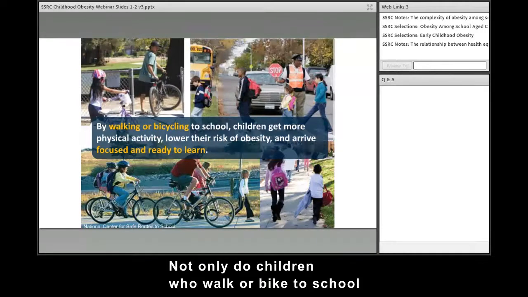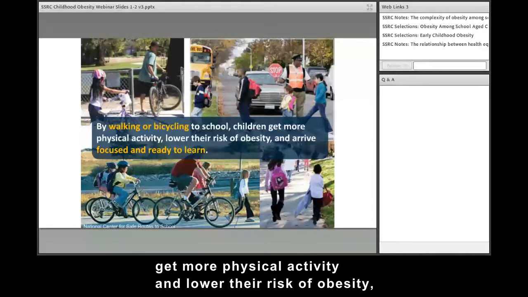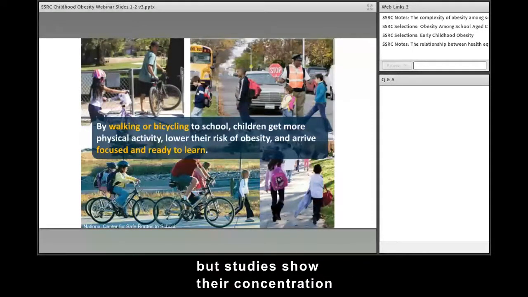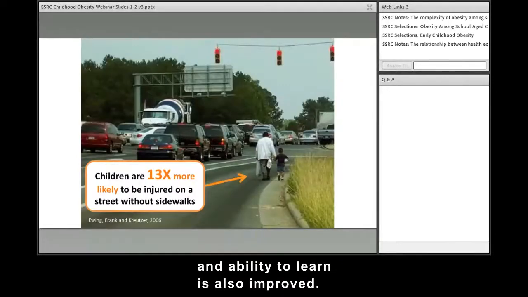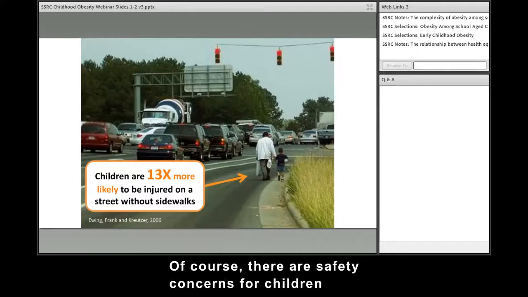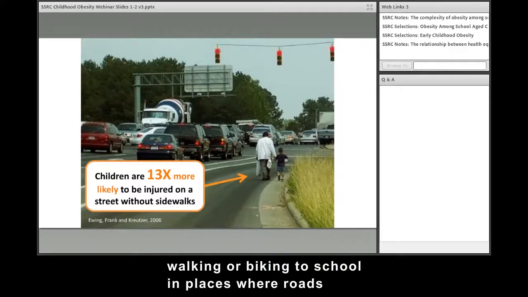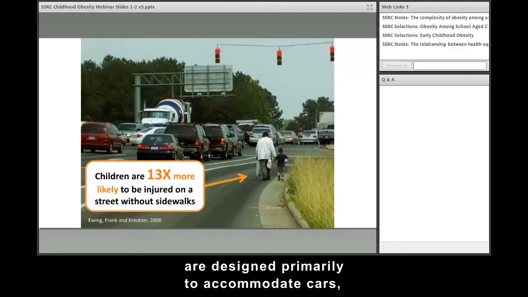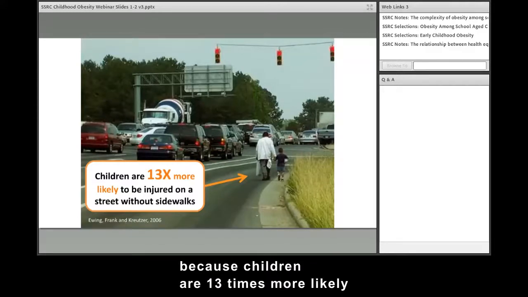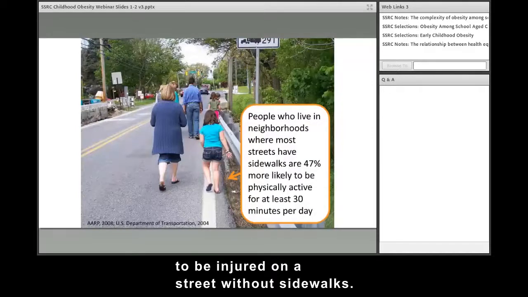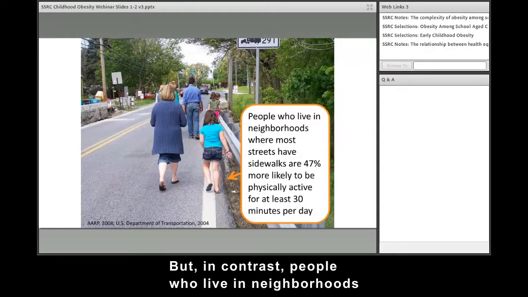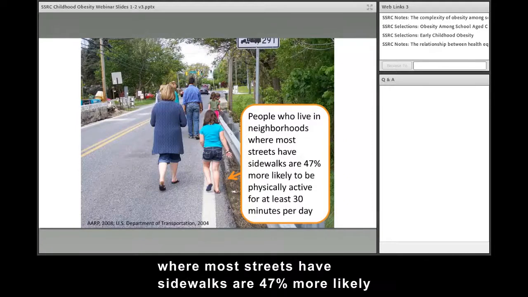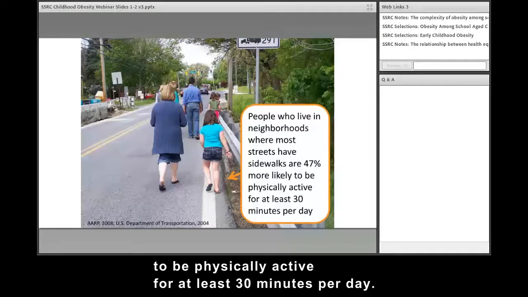Not only do children who walk or bike to school get more physical activity and lower their risk of obesity, but studies show their concentration and ability to learn is also improved. Of course, there are safety concerns for children walking or biking to school in places where roads are designed primarily to accommodate cars, because children are 13 times more likely to be injured on a street without sidewalks. But in contrast, people who live in neighborhoods where most streets have sidewalks are 47% more likely to be physically active for at least 30 minutes per day.